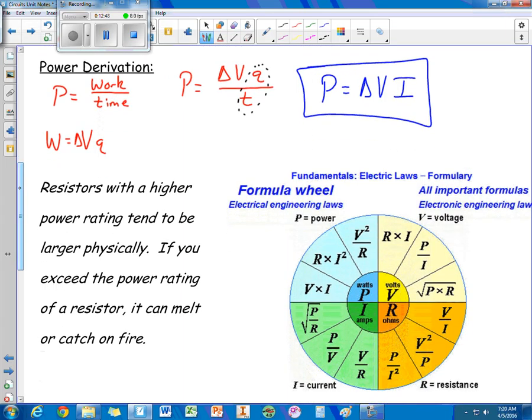So a resistor with a higher power rating, they tend to be physically larger. And another thing is, if you exceed the power rating of a resistor, you can melt it or catch it on fire.